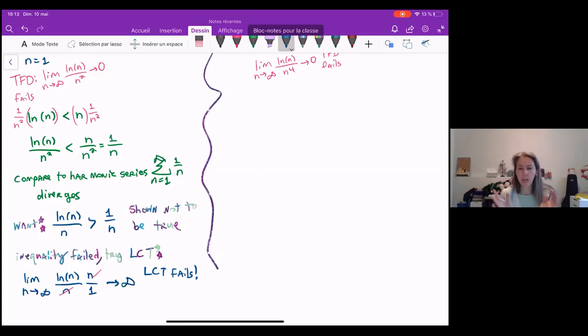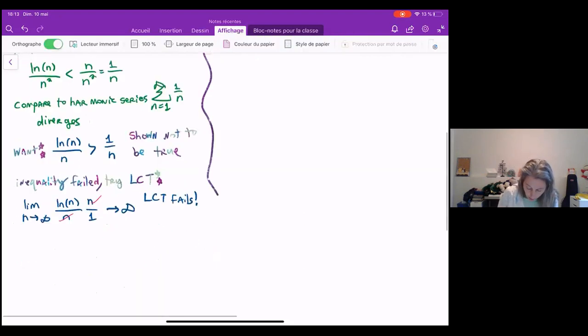It didn't work because the inequality we came up with did not end up being what we needed it to be, and the limit comparison test then failed. Okay, so that is our sign that now maybe we should go and try the integral test.